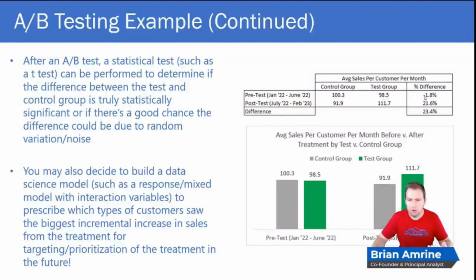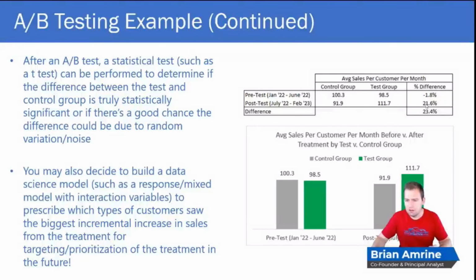So the test group was 1.8% lower in terms of average sales per customer than the control group in the pre-test period. We want to compare that to what the difference was like in the post-test period, in this case July 2022 through February 2023. And during that time period, we actually saw that the test group was 21.6% higher in terms of average sales per customer than the control group.